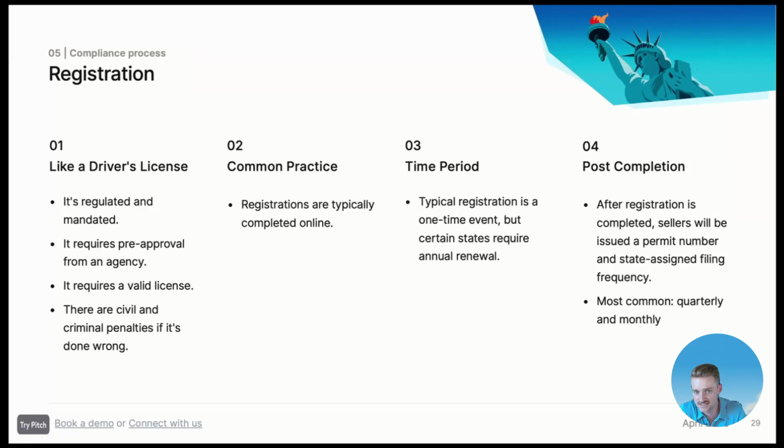Typically, you can get it in many states the same day or within 1, 2, or 3 days. Certain states will take a little bit longer because you have to receive a physical piece of mail. New Jersey and Utah are the ones that come to mind where it might take 2 or 3 weeks because you're waiting on a physical piece of mail before your permit is issued. And then after that, you'll be issued a permit number and a state-assigned filing frequency, and that is when you're ready to go ahead and start the tax collection process.